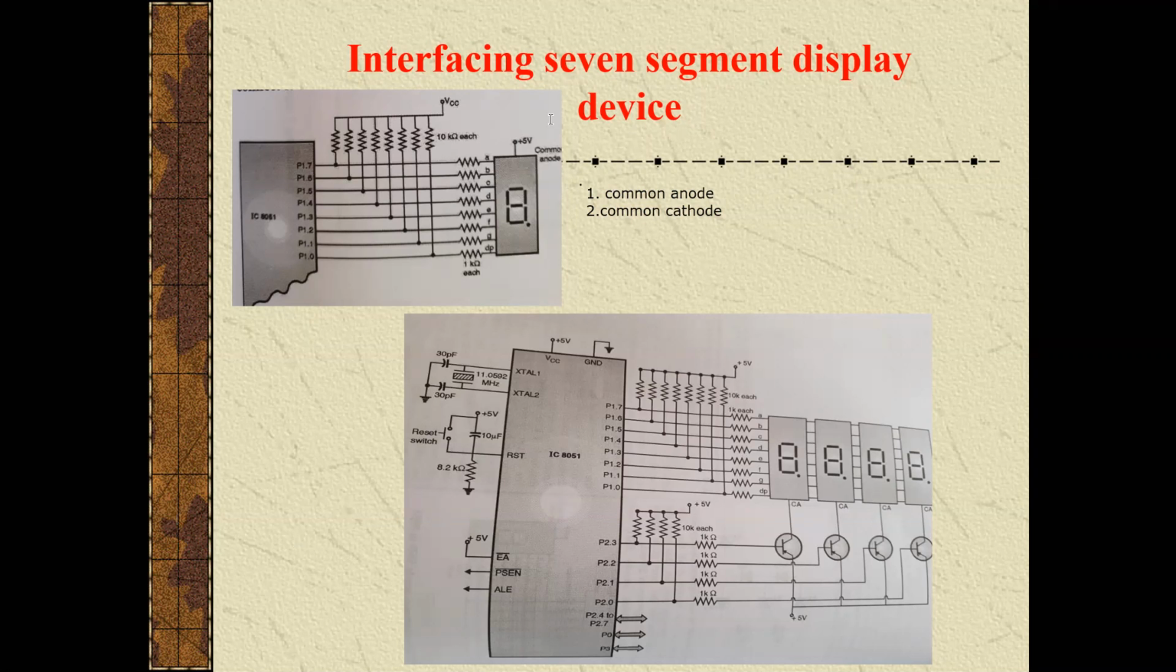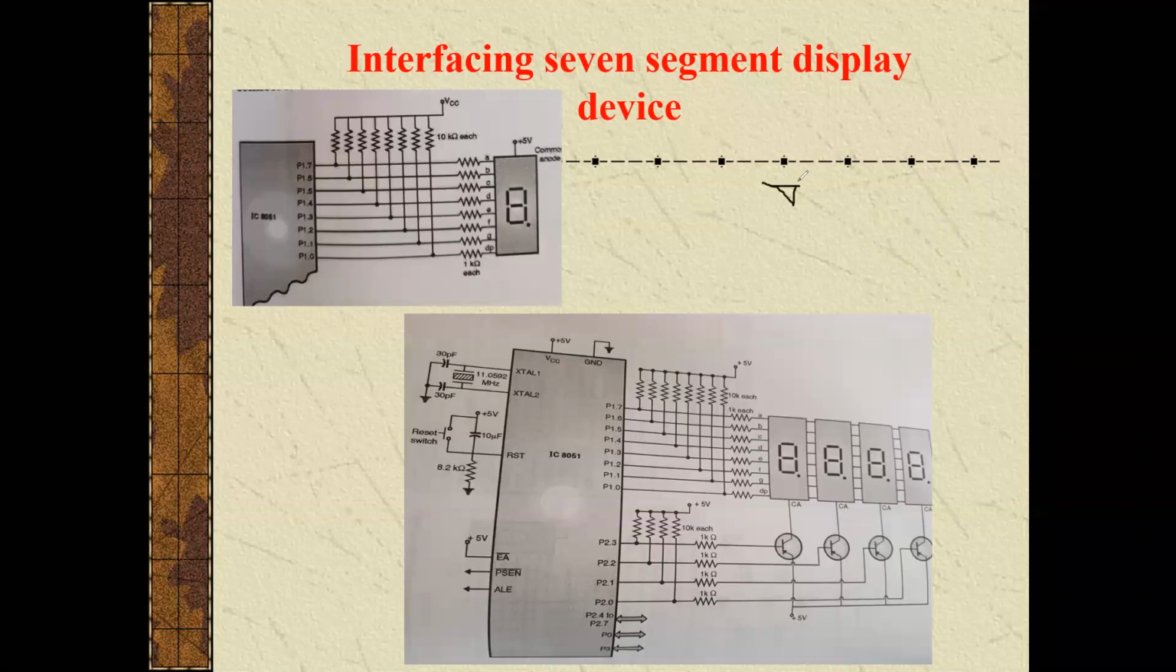Here, what will happen? For example, we consider that all the LEDs are placed. This is one LED, this is one, this one, this one, this one, this one, this one, each having two terminals. One is the common anode. All the anodes of the LEDs are connected to VCC, and all the 7 cathodes are connected to the port of the 8051. So that is called common anode.